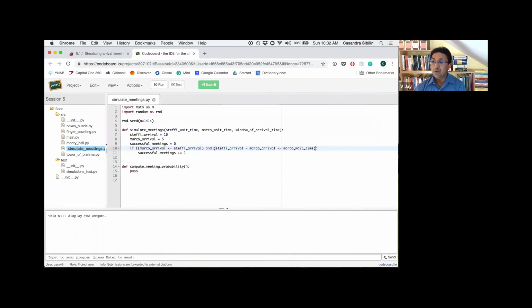Now we have to do one more condition. What happens if Steffi comes first? Just copy this whole thing and flip it. Now we have to switch Marco and Steffi.